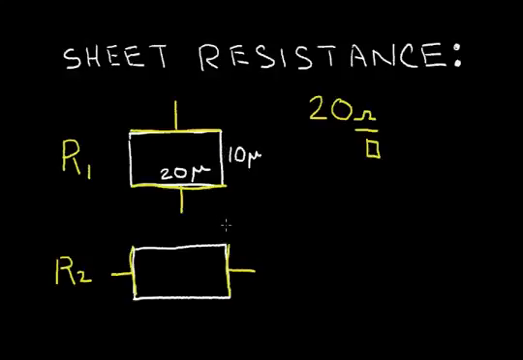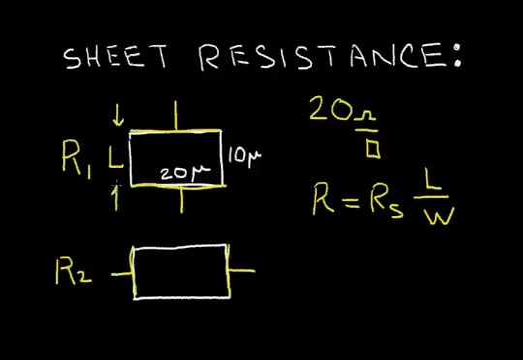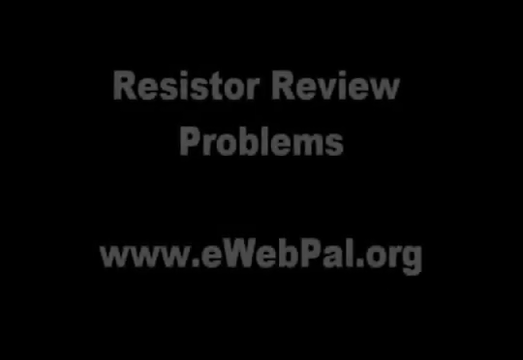So put the video on pause and then come back. In the case of R1, the length is this dimension, always in the direction of the current flow. And the width is the 20 microns. So let's solve for R1. R1 equals the sheet resistance, which is 20 ohms per square, times the number of squares.